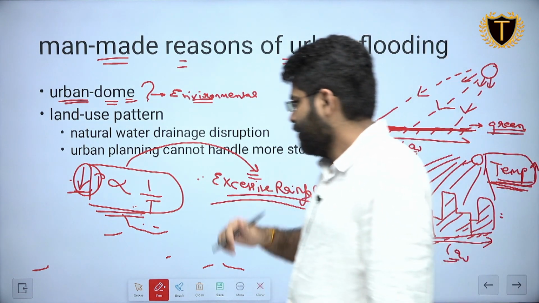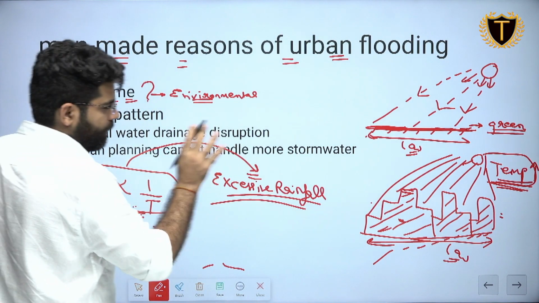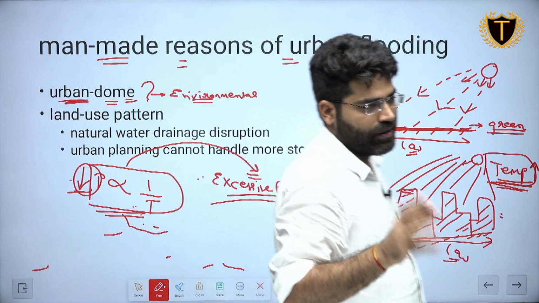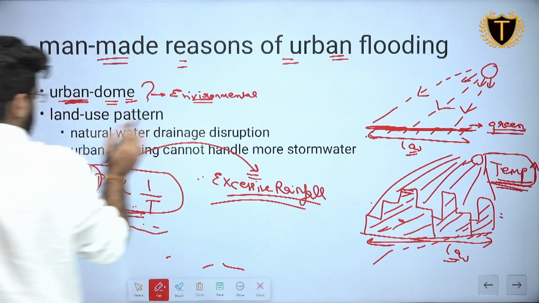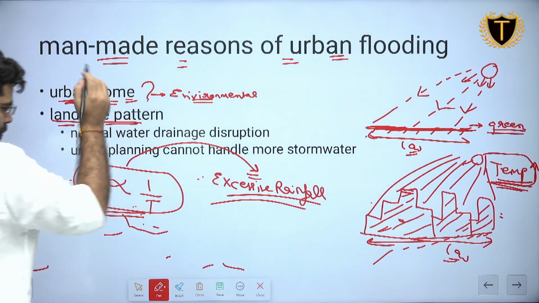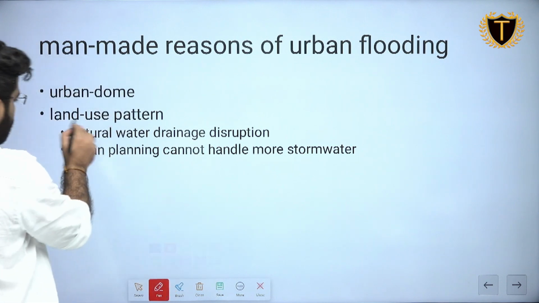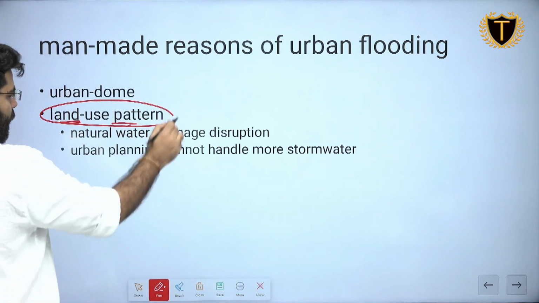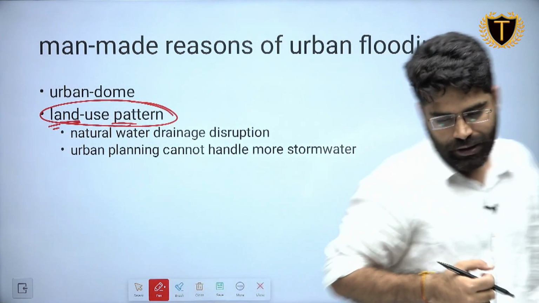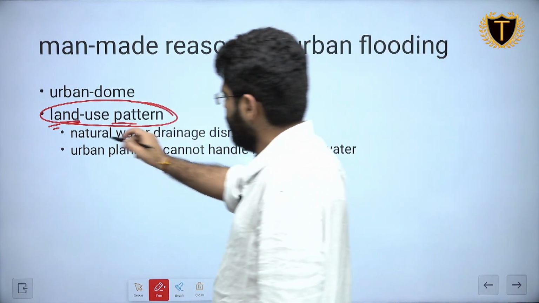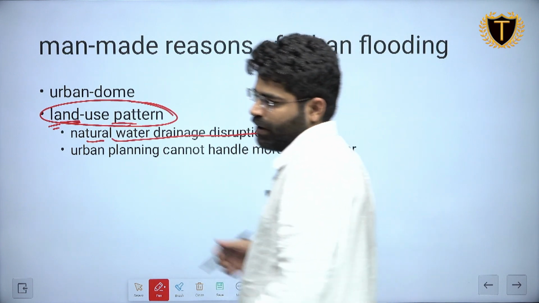Is it clear? So we have discussed the urban dome, its impact on the rainfall and its impact on the urban climatic setting. Is it clear? So next our man made factor is land use pattern. Now we need to see how this land use pattern has been making the conditions favorable for urban flood to happen. Now see, the first point under land use pattern is natural water drainage disruption.